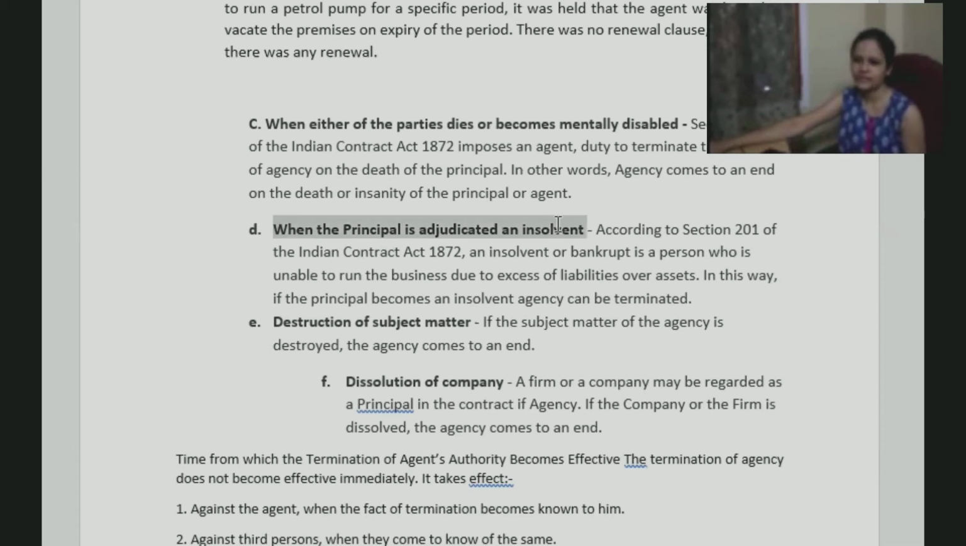Then when the principal is adjudicated as an insolvent, if he is declared insolvent, then also he is not entitled to have an agent, because he will have to pay the agent for whatever services he is providing. So if he himself is being declared insolvent, then this agency would come to an end; it will be terminated. Then we have destruction of subject matter.